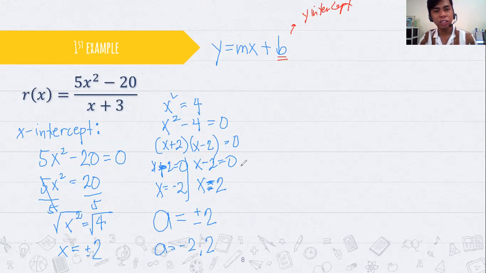Ayan, your internet connection is unstable. Sabi kayo pag medyo malabo ha, kasi ninotify na ako ni Meet na medyo mabagal daw. Okay, so yun yung sa ating x-intercept. So before we proceed for our y-intercept, do you have questions?